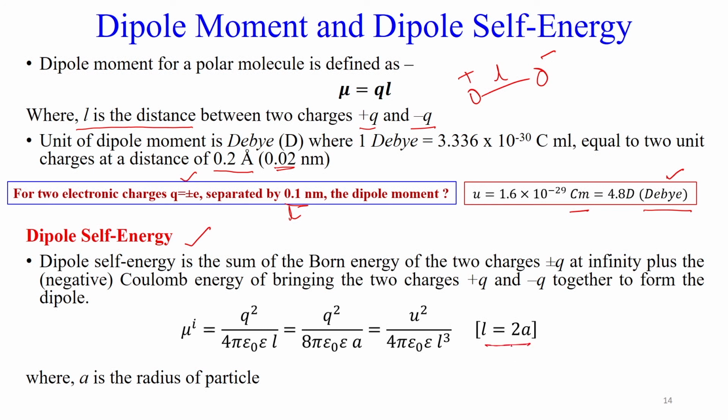Now, here we are considering L is equal to twice the radius of a particle. So, we can write 8 pi epsilon naught epsilon into A. Again, this q you can write in terms of dipole moment: q squared is equal to u squared upon L squared. So, this will be u squared upon 4 pi epsilon naught epsilon into L cube. So, this is the expression of the dipole self energy.